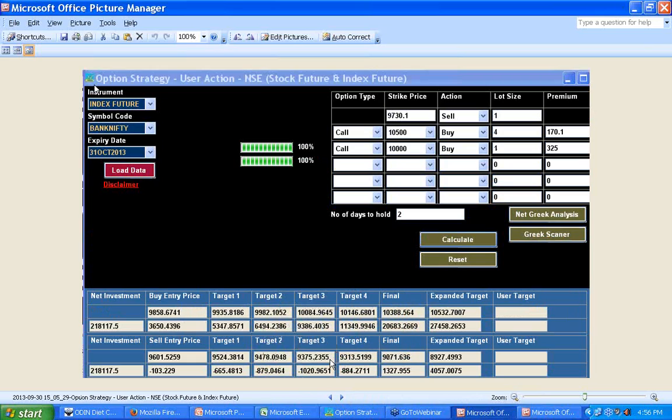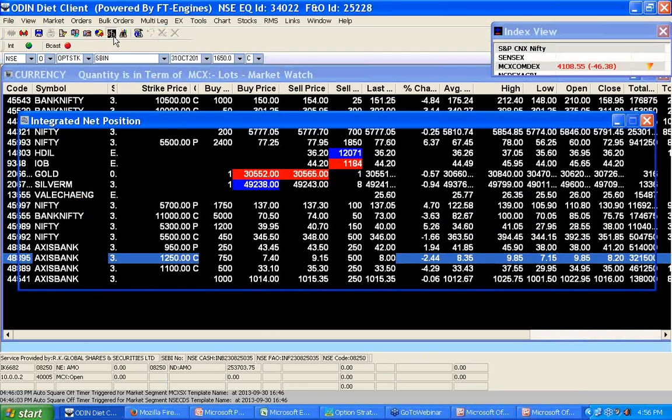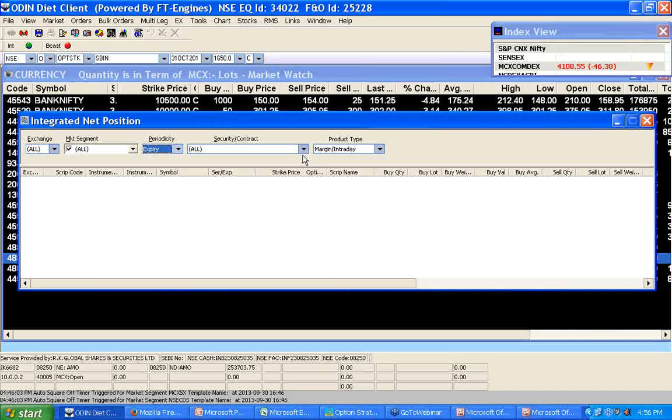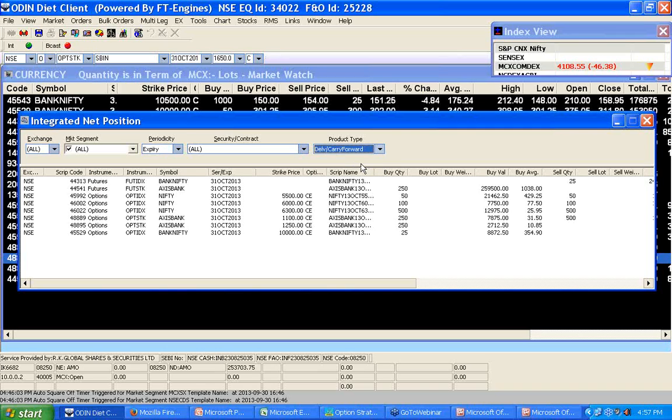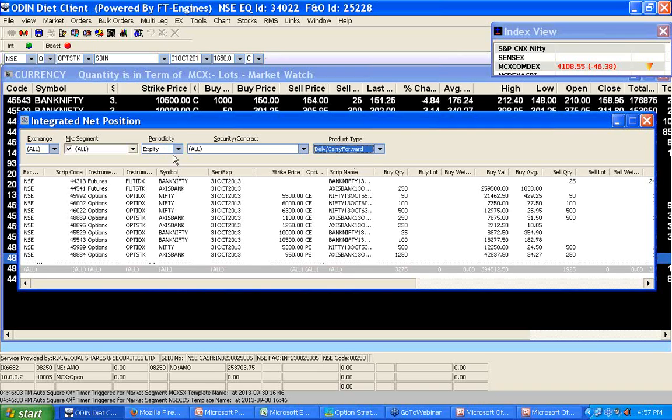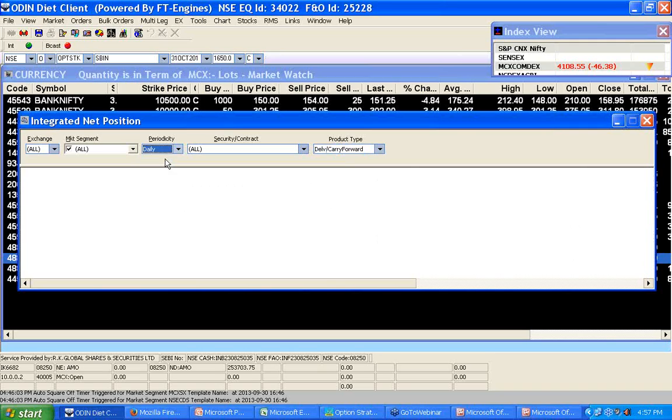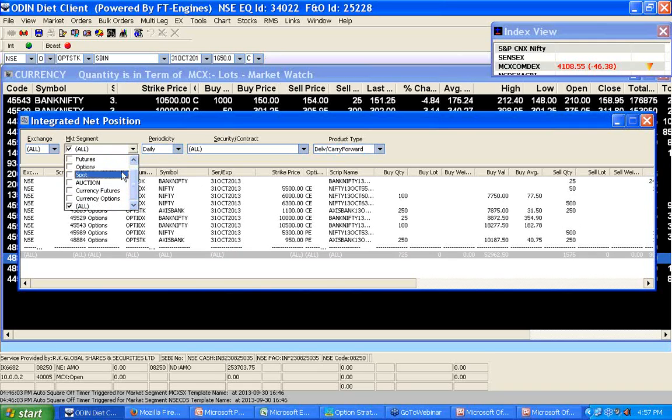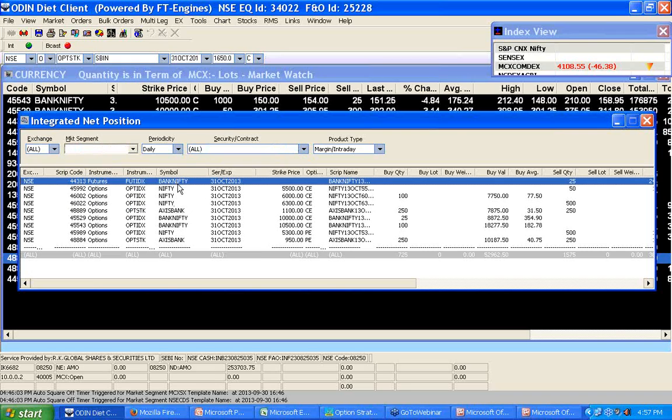Any trend reversal also gives me the profit. So with this view, this strategy is being taken by me on this day. I am going to take this strategy for the day, and I am going for Bank Nifty.